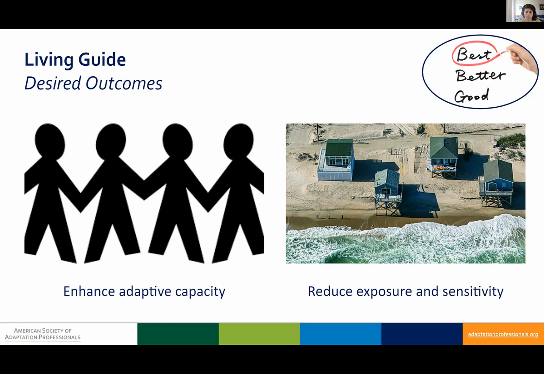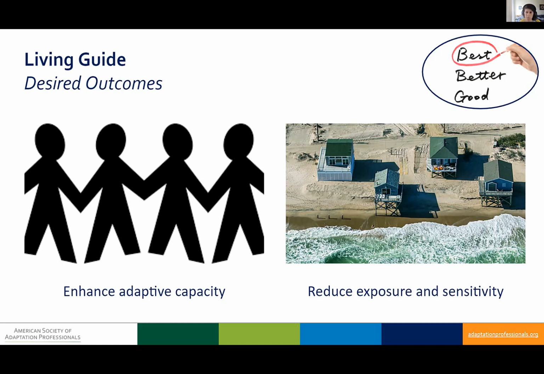So there are 4 sections in the Living Guide. We've got desired outcomes, principles, strategies and approaches, and categories of action. And by articulating exactly what we're trying to achieve as adaptation professionals to enhance adaptive capacity and reduce exposure and sensitivity, we are saying that it's really important to have those as shared desired outcomes, and to say that first and foremost as we approach our work.